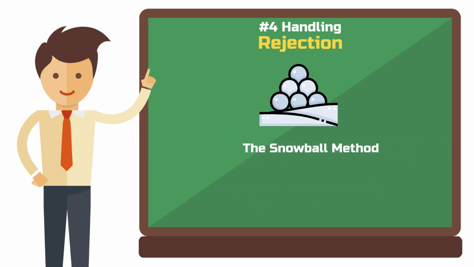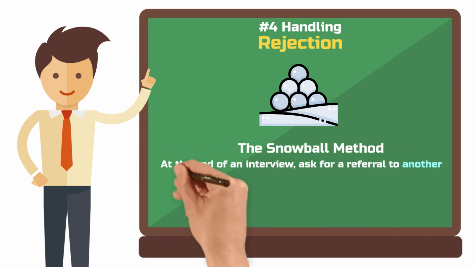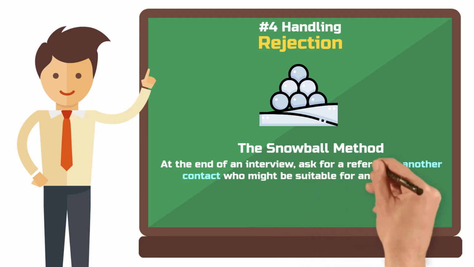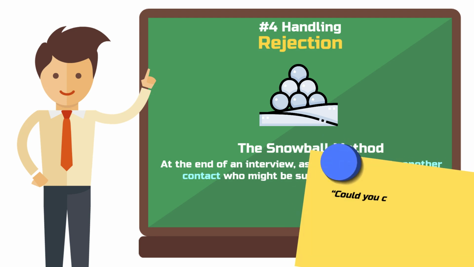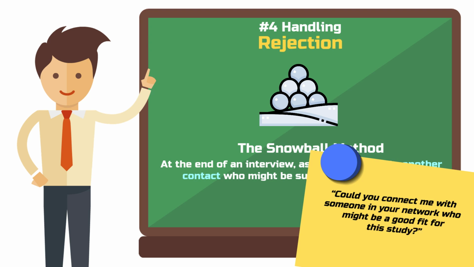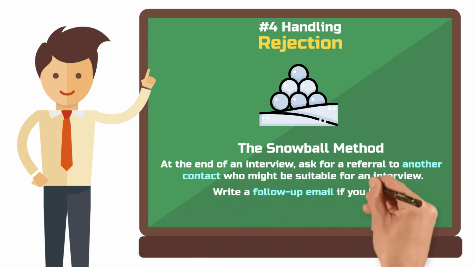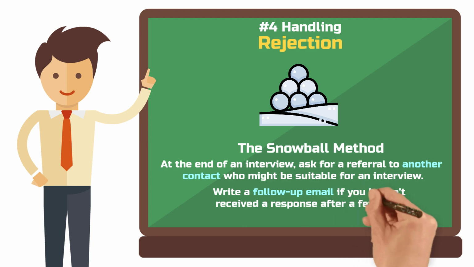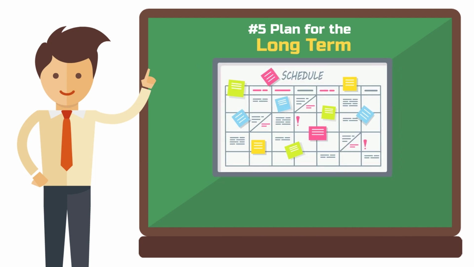Another effective strategy is the snowball method. At the end of an interview, ask interviewees if they can connect you with someone in their network who might also be interested. For example, you could say, "Could you introduce me to someone in your network who might be a good fit for this study?" This approach often yields excellent results. If an interviewee agrees to help but doesn't follow through, send them a polite follow-up email a few days later to remind them. Starting your recruitment efforts early is critical to avoiding unnecessary stress.